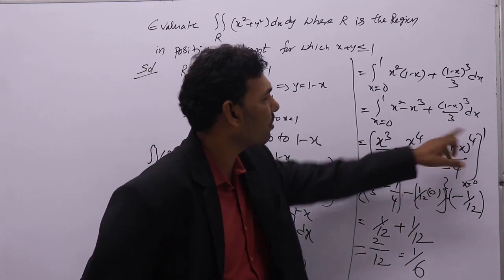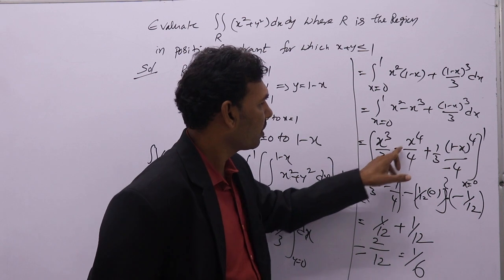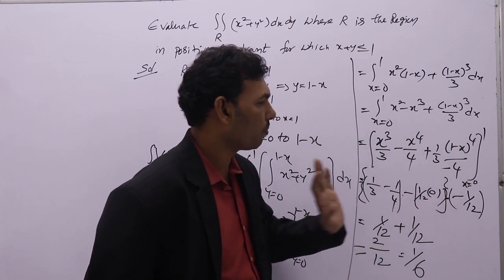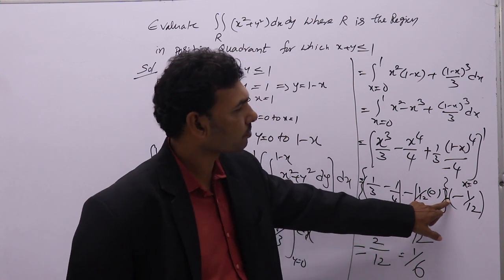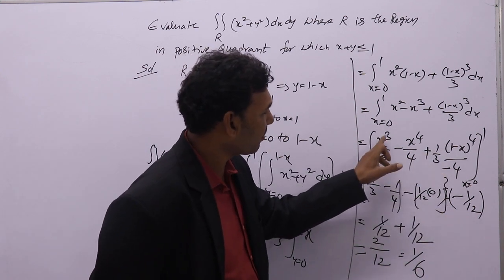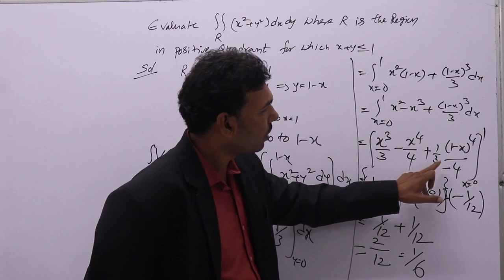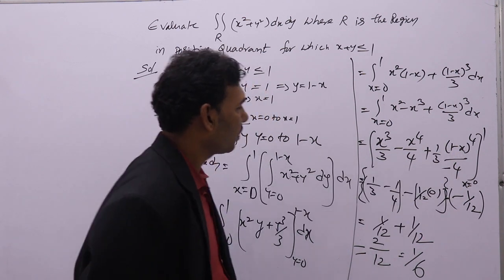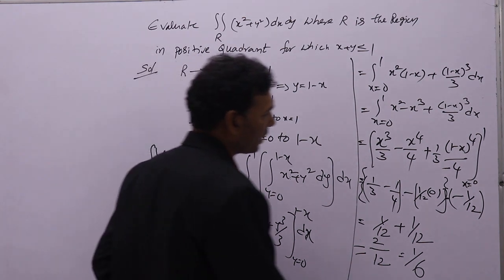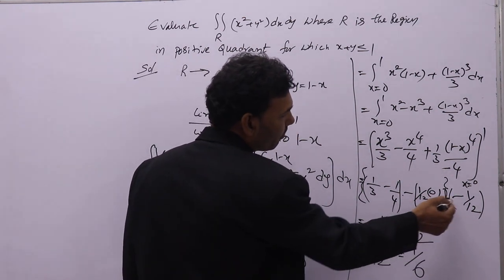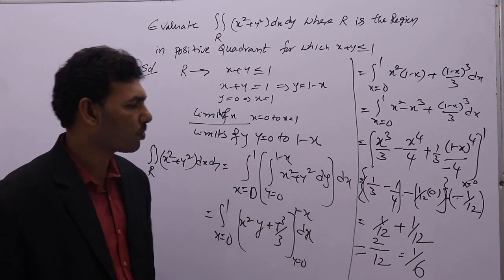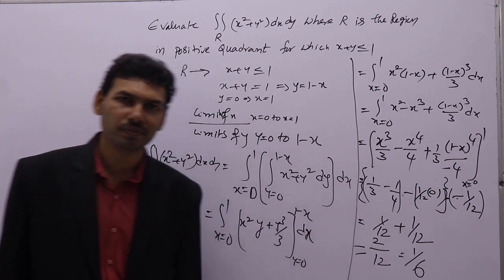When you write 1 in the place of x, 1 by 3 minus 1 by 4, 3 4s are 12, 12 into 0, 0. Minus, if you write here 0 in the place of x, 0, 0. Here, if you write 0 in the place of x, 1 by 12. Okay, so 1 by 12 you will get. Then minus into minus plus. So 1 by 12 plus 1 by 12, 2 by 12, 1 by 6.